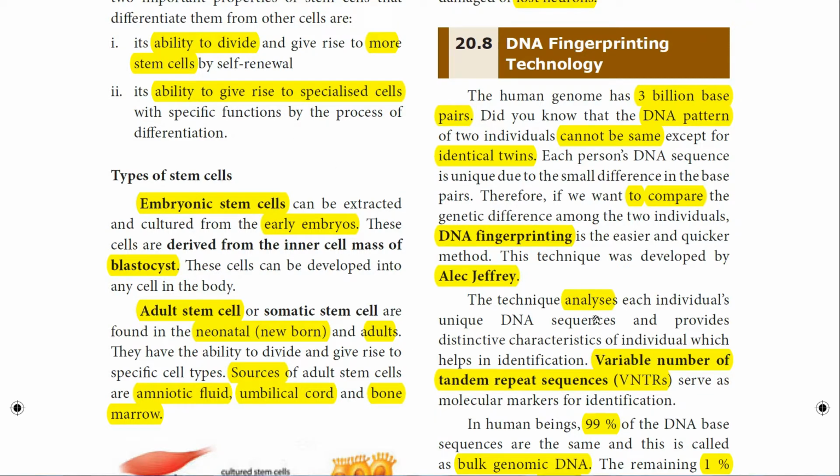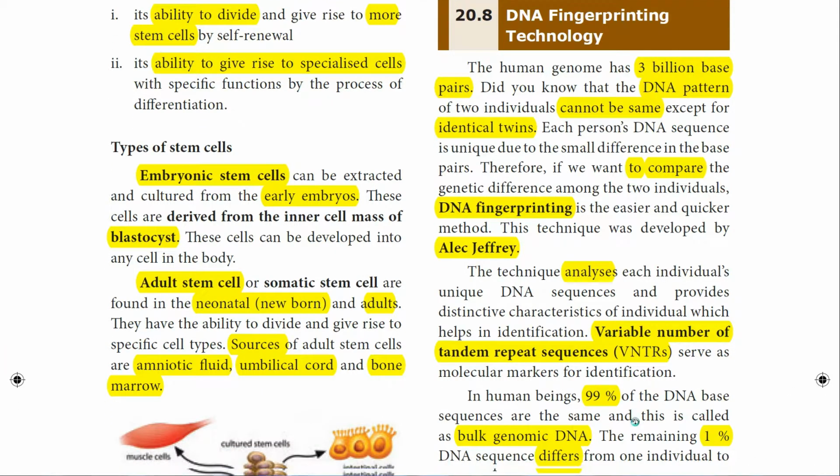Variable number of tandem repeat sequence, or VNTR in short, becomes the molecular marker for identification of the differences between individuals in the DNA pattern.